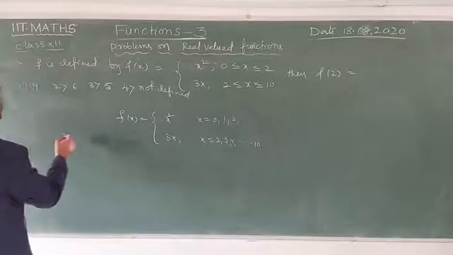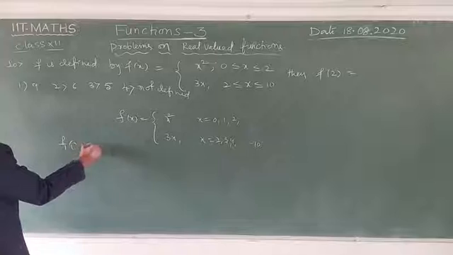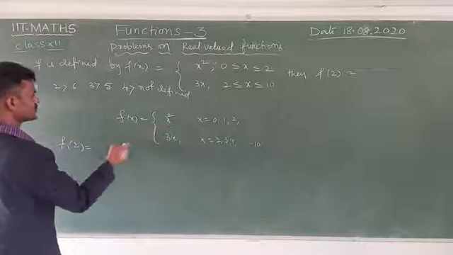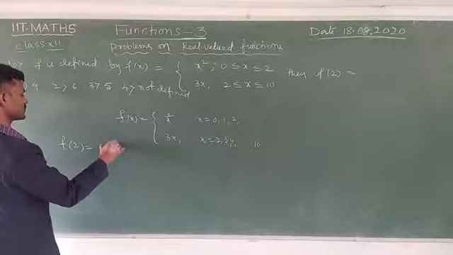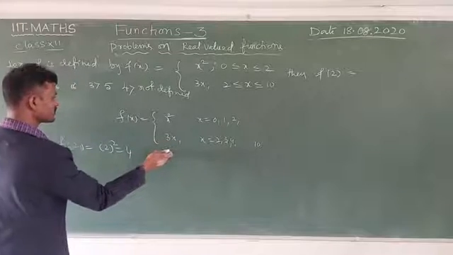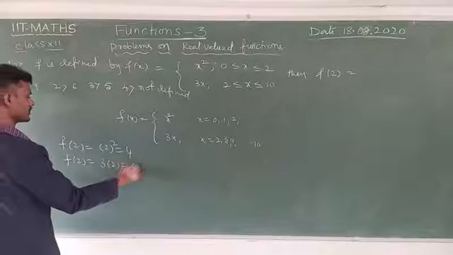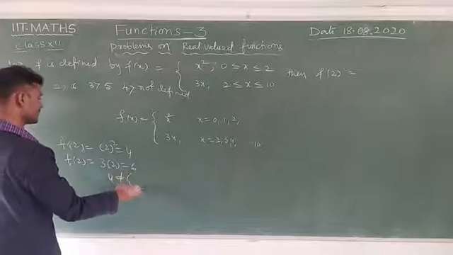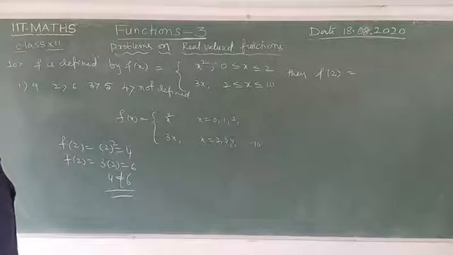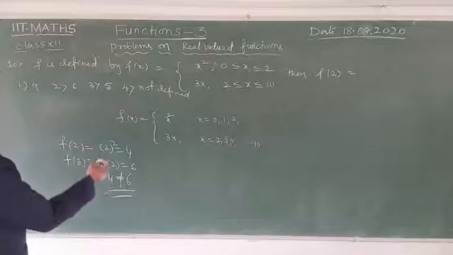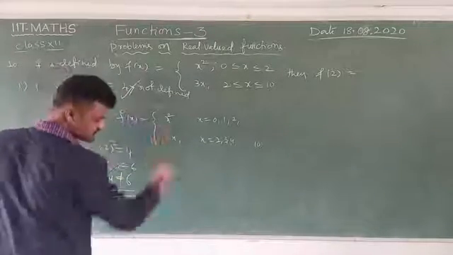Now you can write f of 2. In this case, f of 2 means 2 square, which is equal to 4. Now in this case also 2 is possible. f of 2 is equal to 3 into 2, which is 6. Here 4 is not equal to 6. Both images are different, that's why it is not possible, not defined.